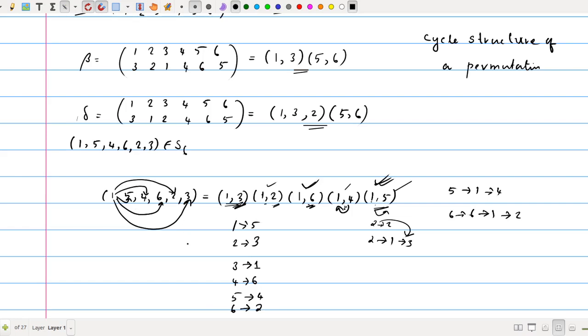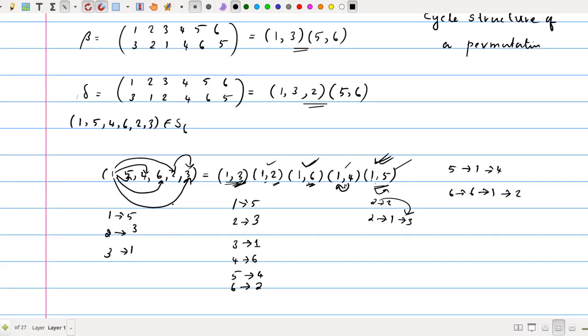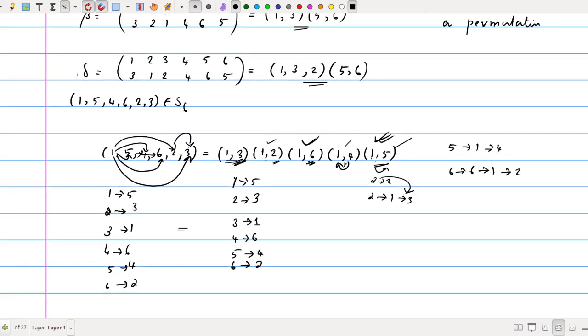Now you observe the images of the same symbols in this expression. Okay, so what is the image of 1 in this one? Image of 1 is 5. Okay, then image of 2. How will you get the image of 2 here? Image of 2 is 3. Okay, so what is the image of 3? In order to get the image of 3, you write this: 3 is mapped to 1. So 3 is mapped to 1, and the image of 4 is 6. Image of 5 is 4. Image of 6 is 2. So when you observe the images of these symbols, we can say that these two permutations are the same. Okay. Now this proves the general case.